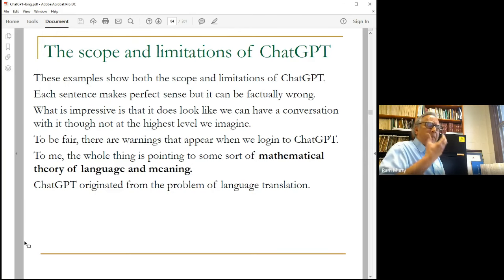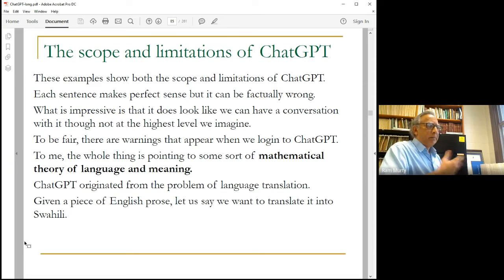ChatGPT originated from the problem of language translation. Given a piece of English prose, let's say we want to translate it into Swahili.